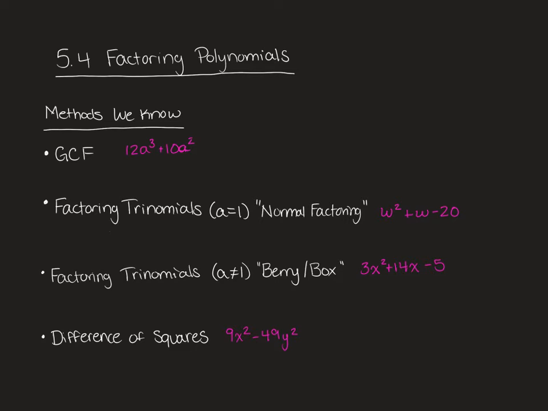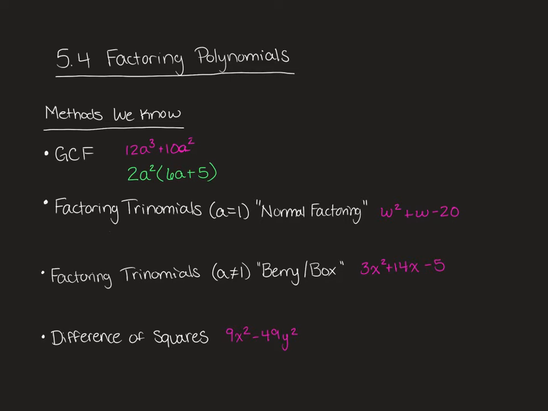And so the way that you do that, if you have 12a cubed plus 10a squared, look at your numbers first and see what's the largest number that goes into both of those. So between 12 and 10, the largest number is 2. And then if you look at your variables, you have a cubed and a squared, so the largest you can take out is a squared. And so that will leave you with 6a plus 5. And that's the factored form.